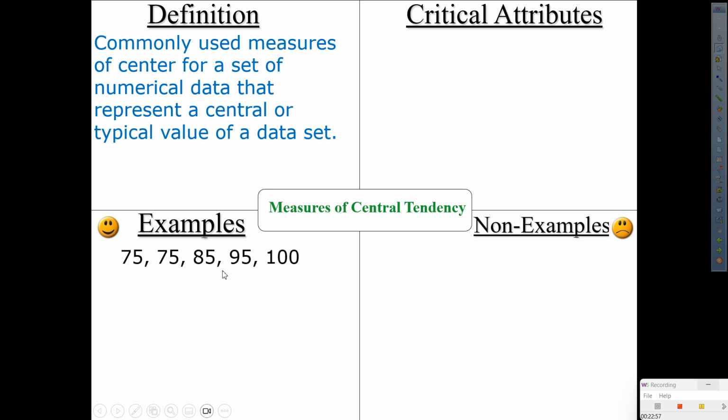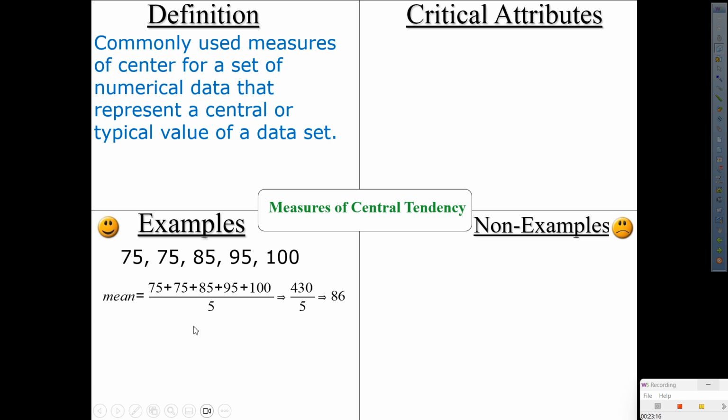75, 75, 85, 95, 100. Now, those are not measures of central tendency. That's just data that I'm giving you to find me the measures. The first one, which is the first one we start with in our warm-ups: the mean. That is correct. How do we find that? We add all the numbers and divide by the number of numbers in the data set.